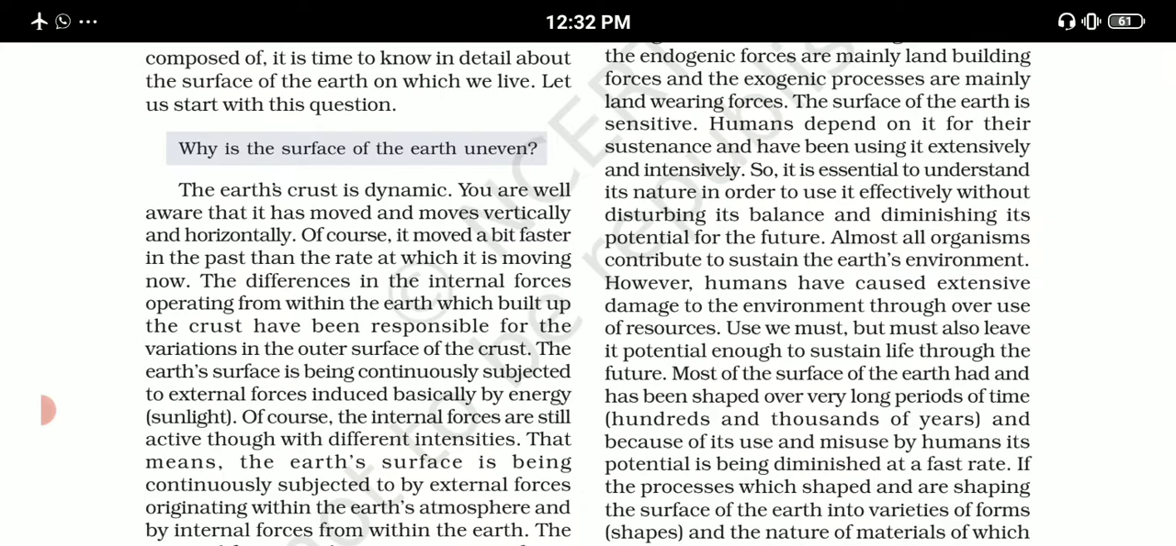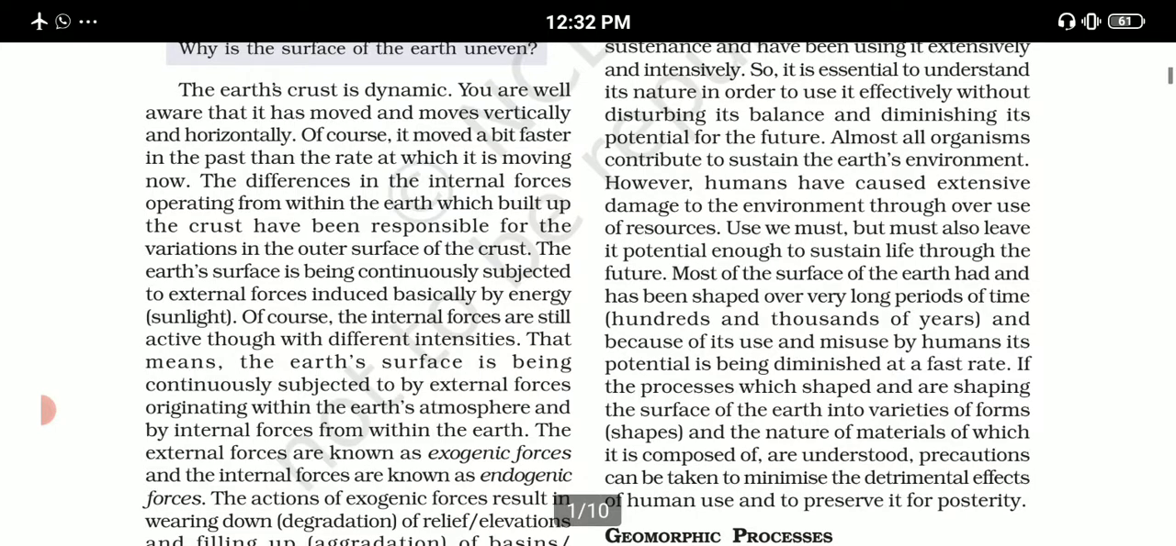Of course, we will say the internal forces are still active with different intensities, and it means the earth's surface is continuously subjected to the external forces that are mainly associated with the earth's atmosphere. The external forces are known as exogenic forces and the internal forces are known as endogenic forces. So first you will revise both definitions of exogenic and endogenic. External is exogenic and internal is endogenic.